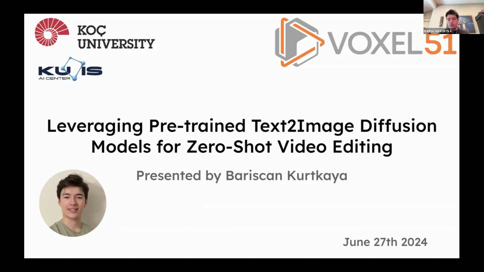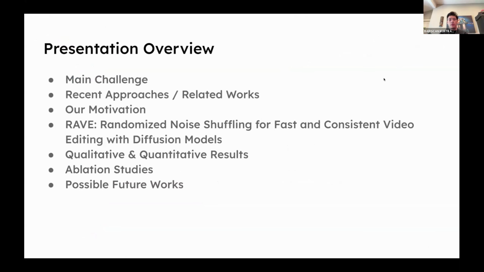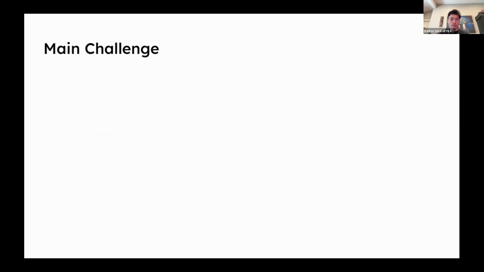So I will try to explain our paper, basically leveraging pre-trained text-to-image diffusion models for zero-shot video editing. So let me start with the presentation overview. First, I will explain the main challenge and related works, our motivation and paper, qualitative and quantitative results, evaluation studies, and I will talk about some possible future works. If you're interested, you can also send me an email or ask in the QA section.